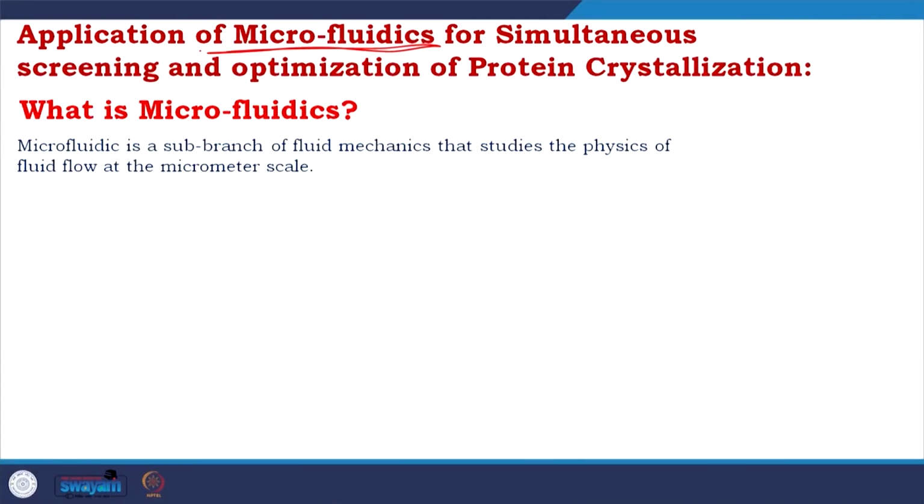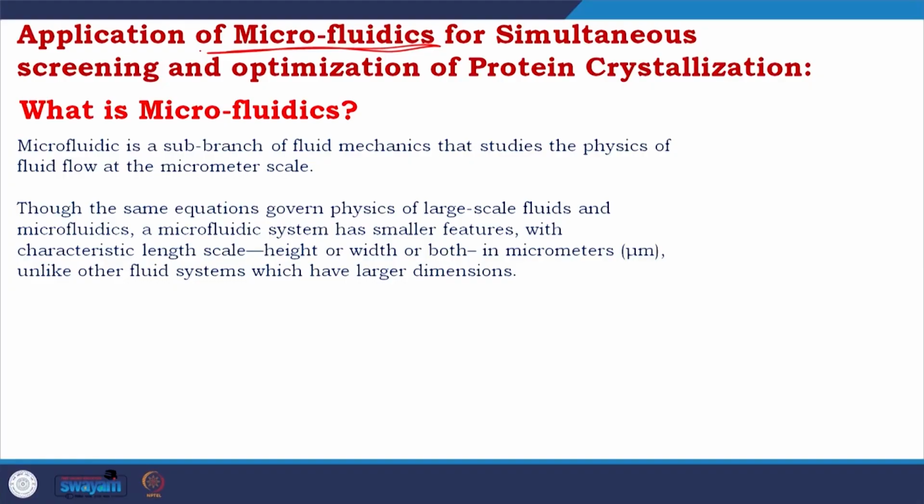So, microfluidics is a sub-branch of fluid mechanics that studies the physics of fluid flow at the micrometer scale. Up to now you may say I do not understand anything, and yes, I told you, microfluidics is fluid mechanics at the micrometer scale, nothing else. I am coming to it now. Though the same equations govern the physics of large-scale fluid and microfluidics, a microfluidic system has smaller features with a characteristic length scale, height or width or both, in micrometers.